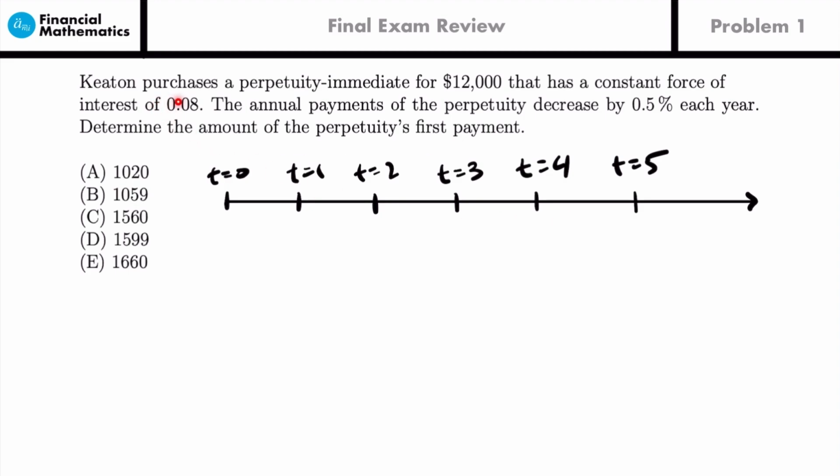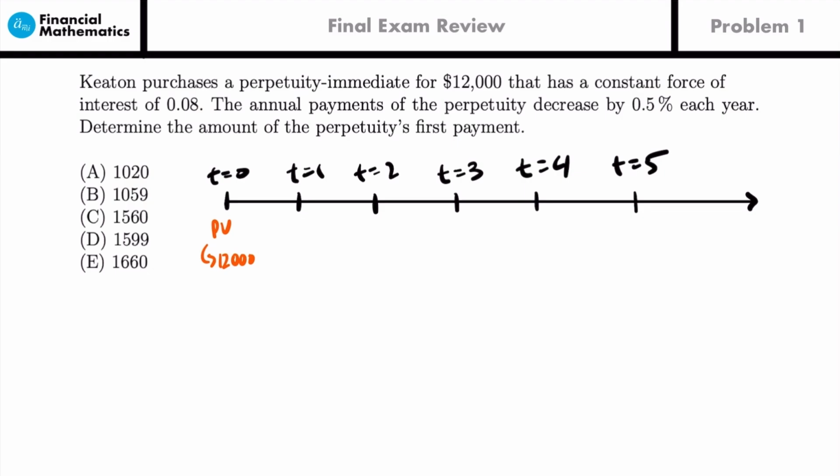Now, we're told that he purchases the perpetuity immediate for $12,000, so that would be its present value. When you're told that something is bought or it's priced at a certain value, that is the present value of that investment or that set of cash flows. So in this case, the present value is $12,000.